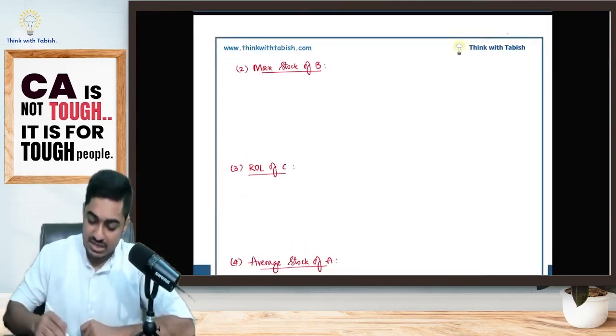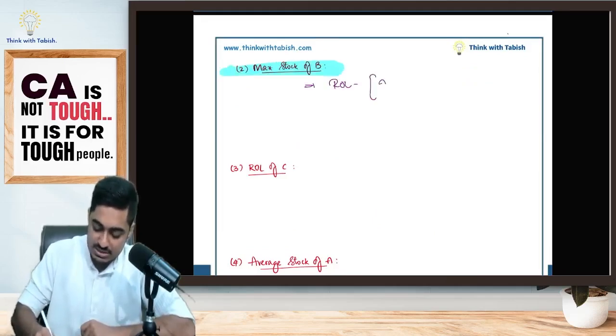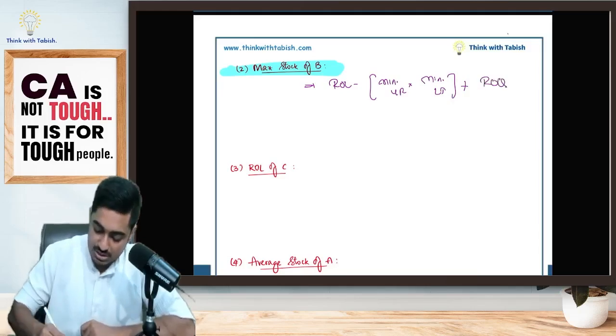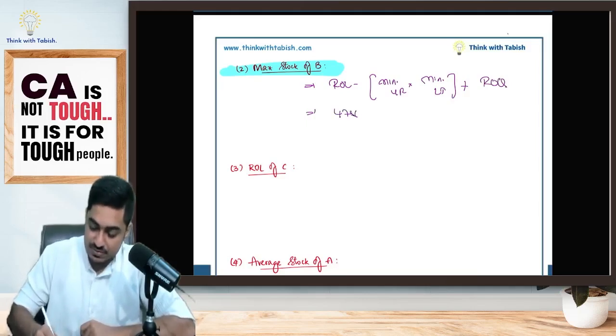Okay. What is the second requirement? Sir, we want maximum stock of B. Maximum level formula: reorder level minus minimum usage rate into minimum lead time. I want all of you to derive the formulas by yourself. Don't learn by heart. Plus my reorder quantity. Sir, for B, reorder level is given. Yes, sir, it is given, 4050.